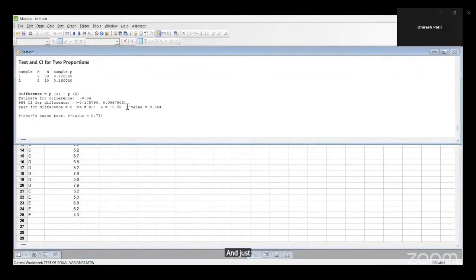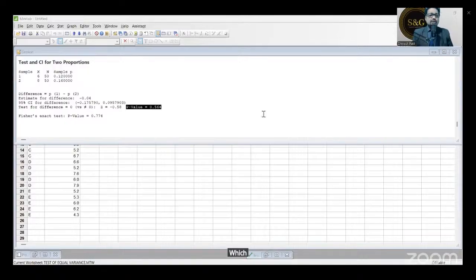And just check the p-value, which says 0.564, which is a clear indication that the p-value is greater than 0.05. That means there is no statistically significant difference. So you can purchase any brand, either X or Y, there is no statistically significant difference as far as the proportion is concerned. There was a small difference, but that is not statistically significant. That's what this test is telling you. So if you are a purchase manager, you can go with either brand.